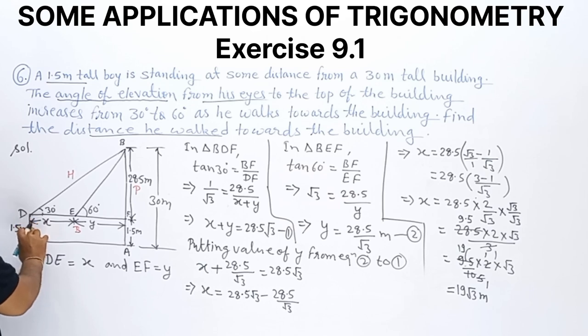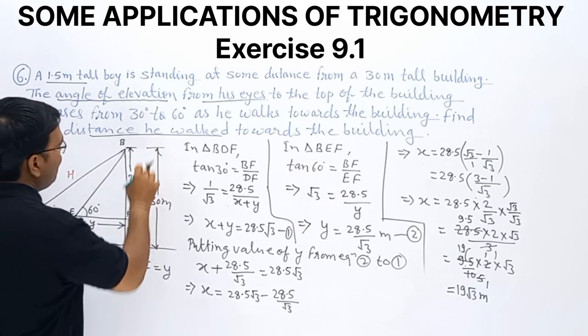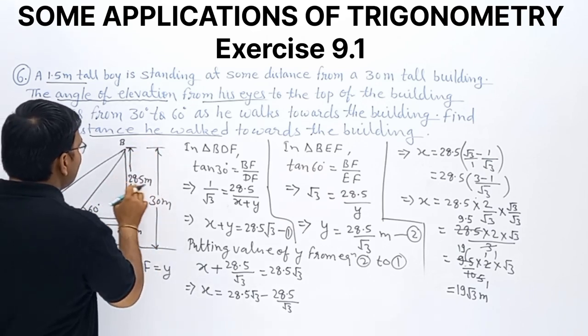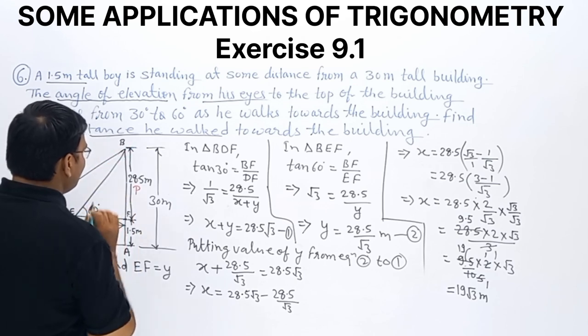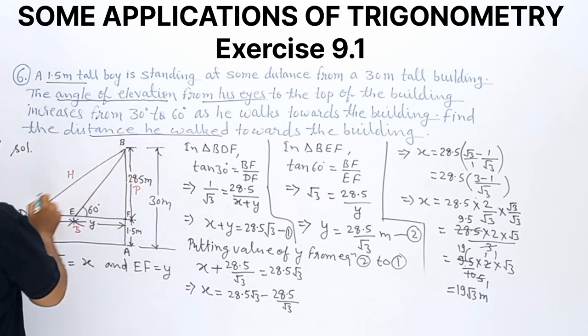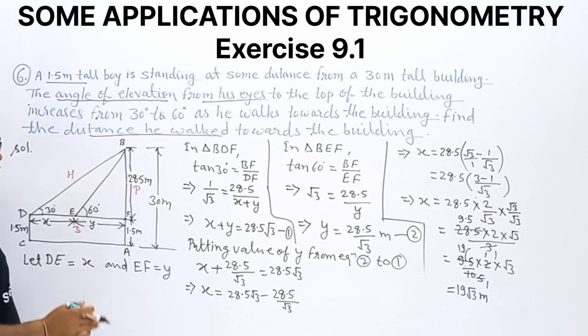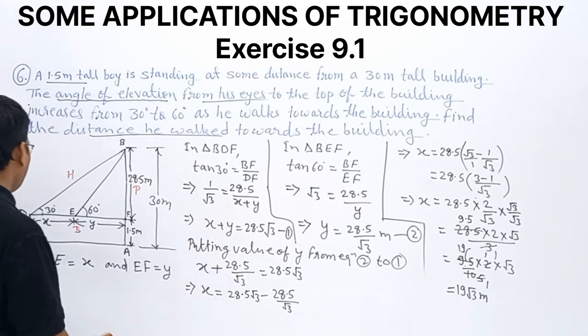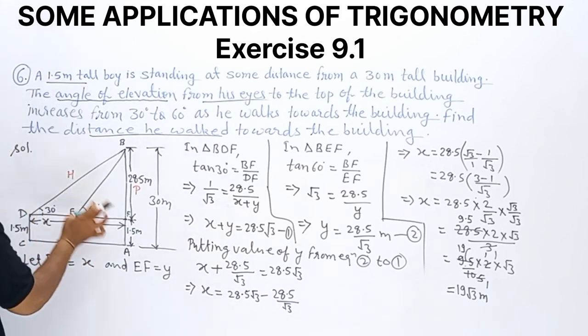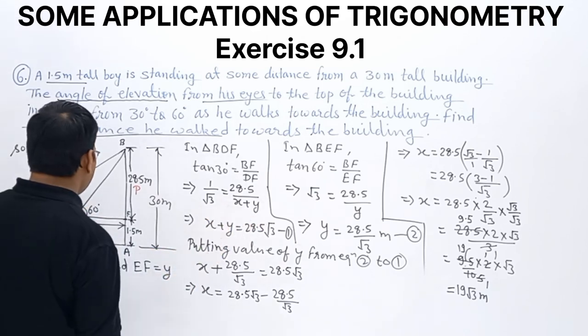So first we will remove that height: the height of the boy, 1.5, from the building height. Then we get the height of the building from this level. Clear? Then we will consider this triangle first. We have one angle and this height. We will obtain the base, and this will be in the form of one equation, because we assumed this as x and this as y. Then we get equation number 1.